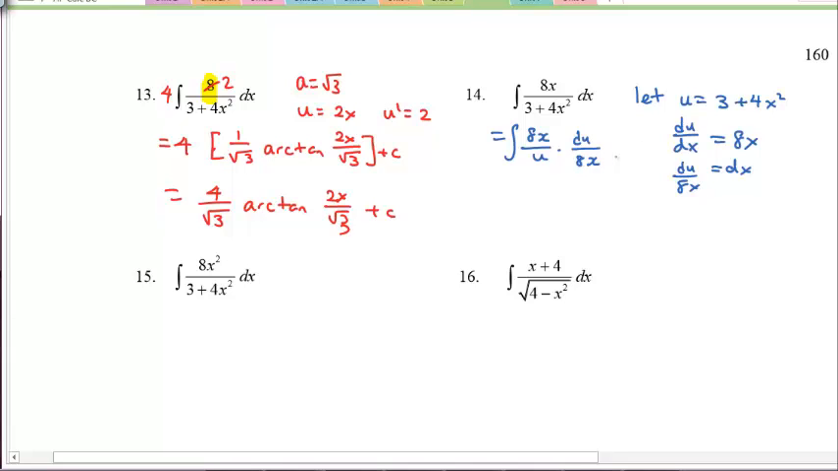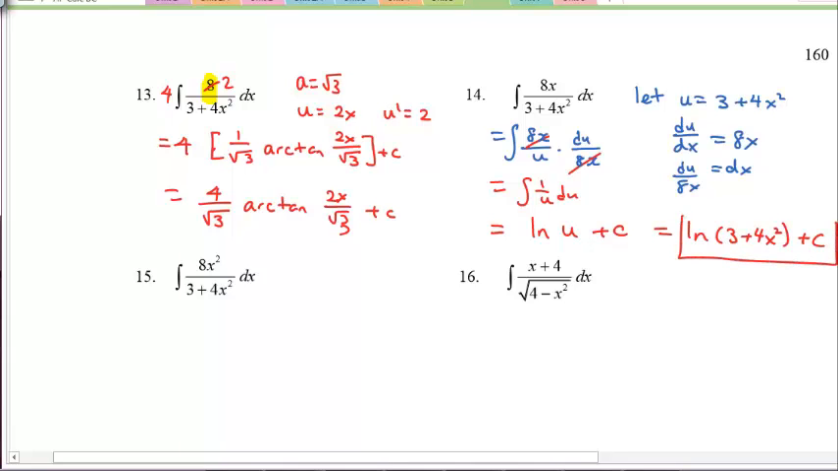And then they divide out. The integral of 1 over u du is natural log of u, and of course plus c. So let's replace u, giving natural log of 3 plus 4x squared plus c. Ta-da! So notice there's no need for inverse tangent integrals.